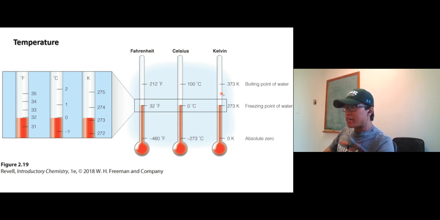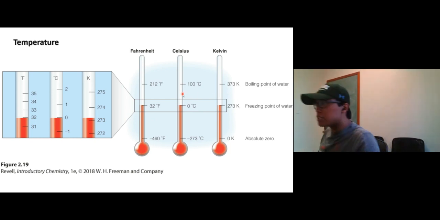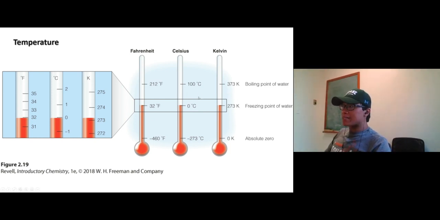Okay, and Kelvin and Celsius are really similar. The scales are exactly the same. So the gap right here is 100 degrees, and the gap right here is 100 degrees between the boiling point and the freezing point. Right? To absolute zero, so negative 273 degrees. So Kelvin and Celsius differ by only 273 degrees. That's all.